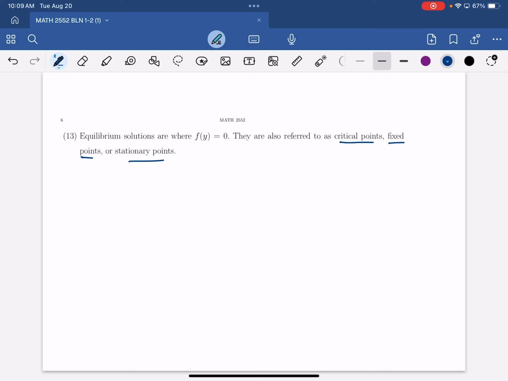What is something special about critical points? Yes, go ahead. Derivative is 0. What does that mean? Maximum and there's no change. Say that again. Maximum and minimum.